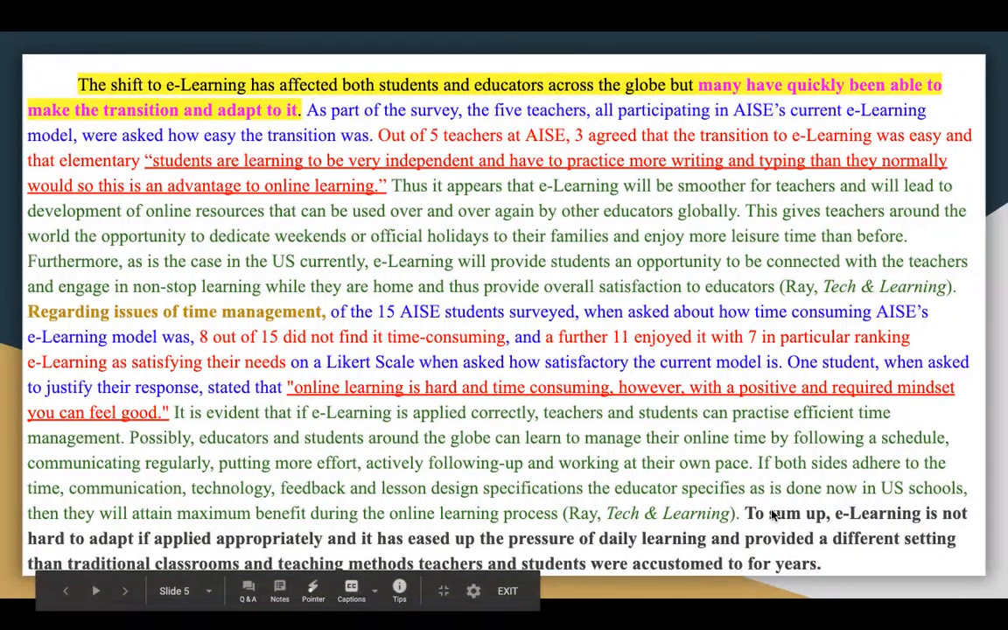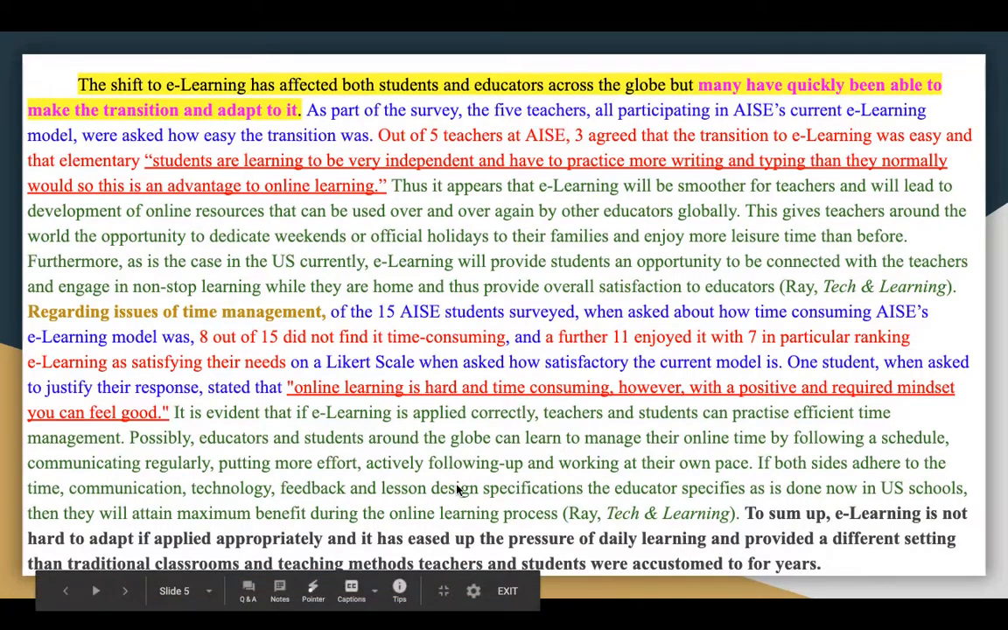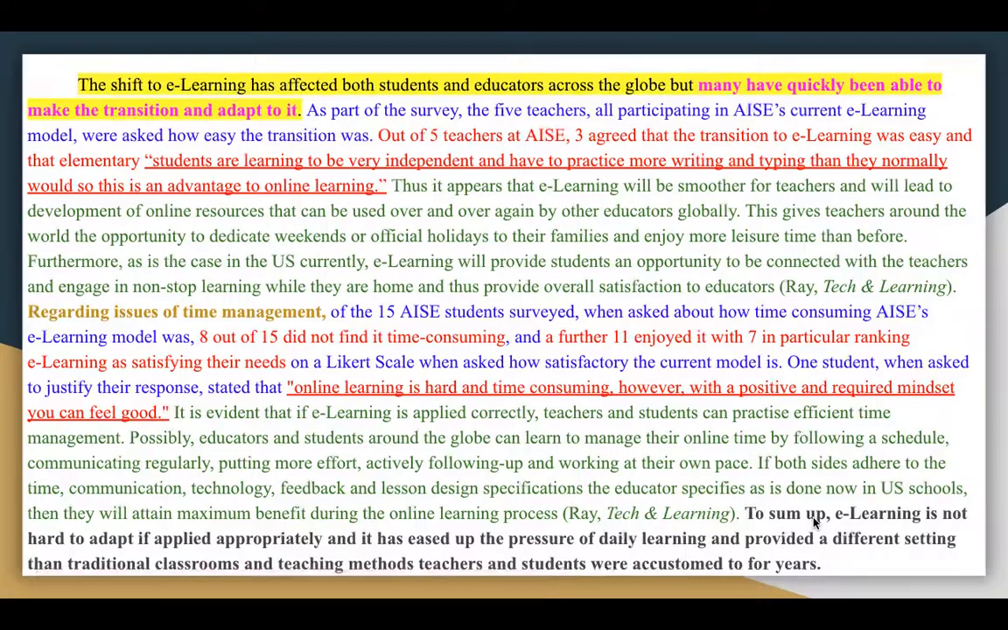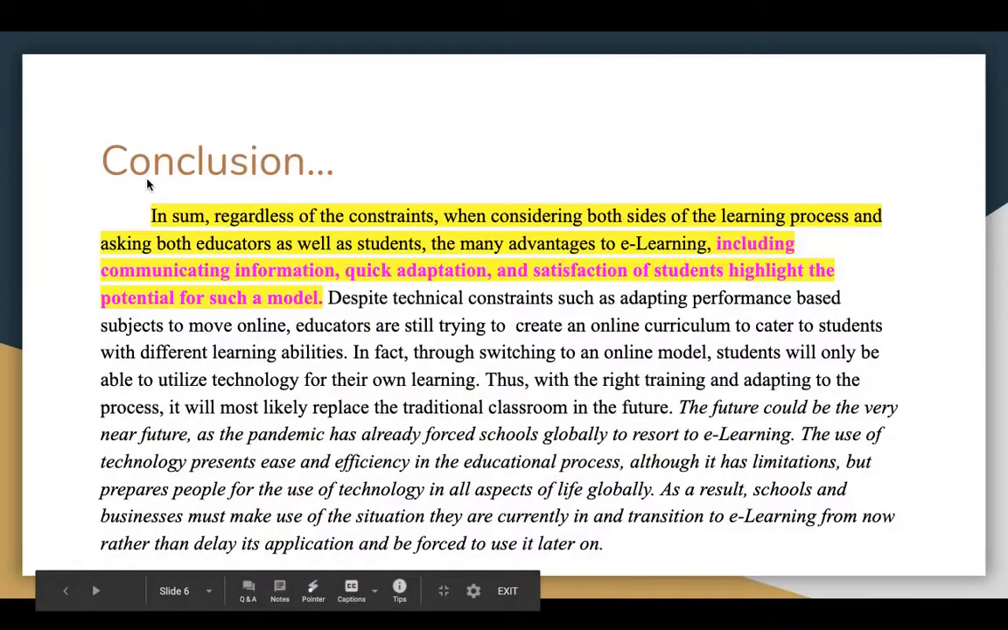To sum up, e-learning is not hard to adapt if applied appropriately, and it has eased the pressure of daily learning and provided a different setting than traditional classrooms and teaching methods teachers and students were accustomed to for years. He's just summed up the paragraph which links to his thesis statement. Let's have a look at his conclusion.